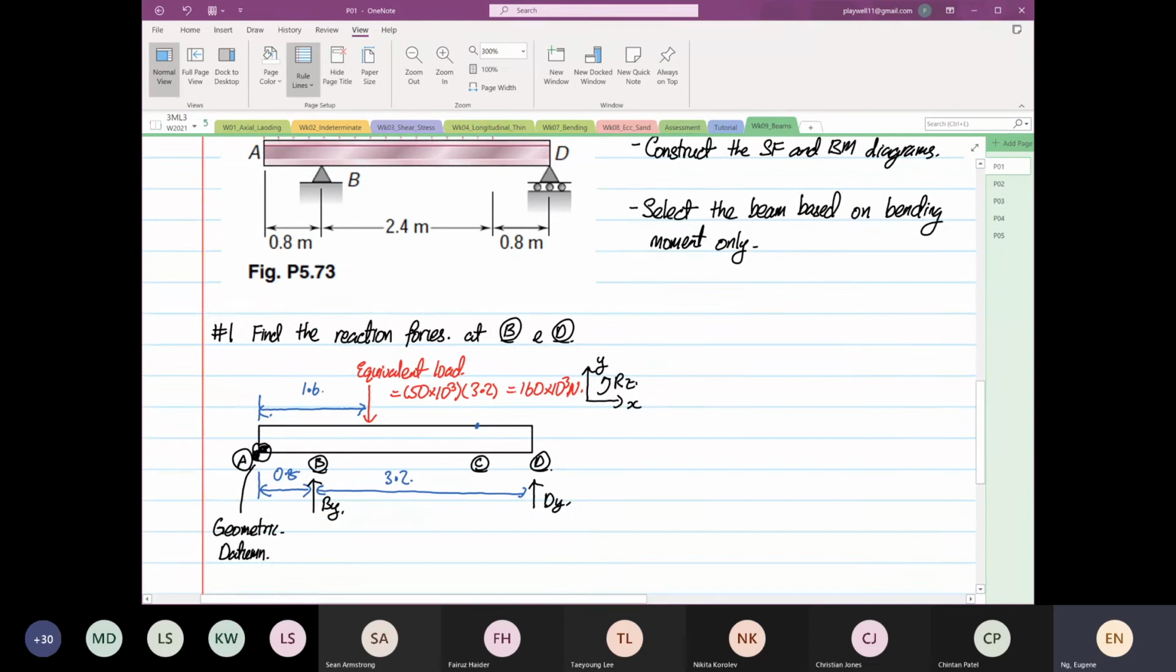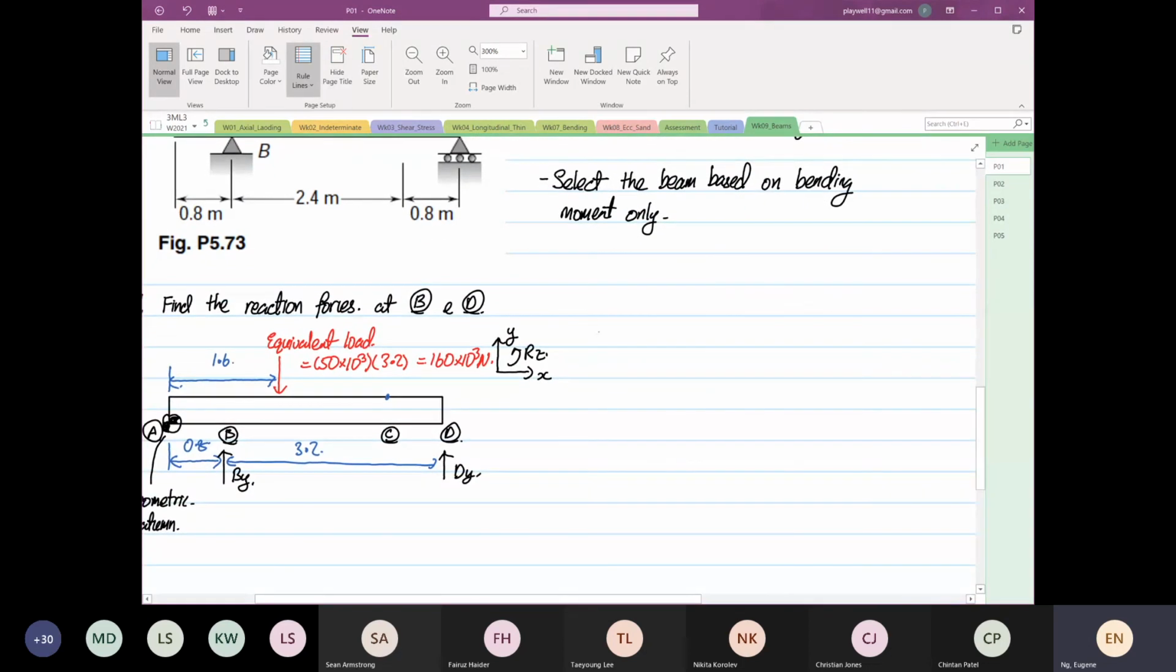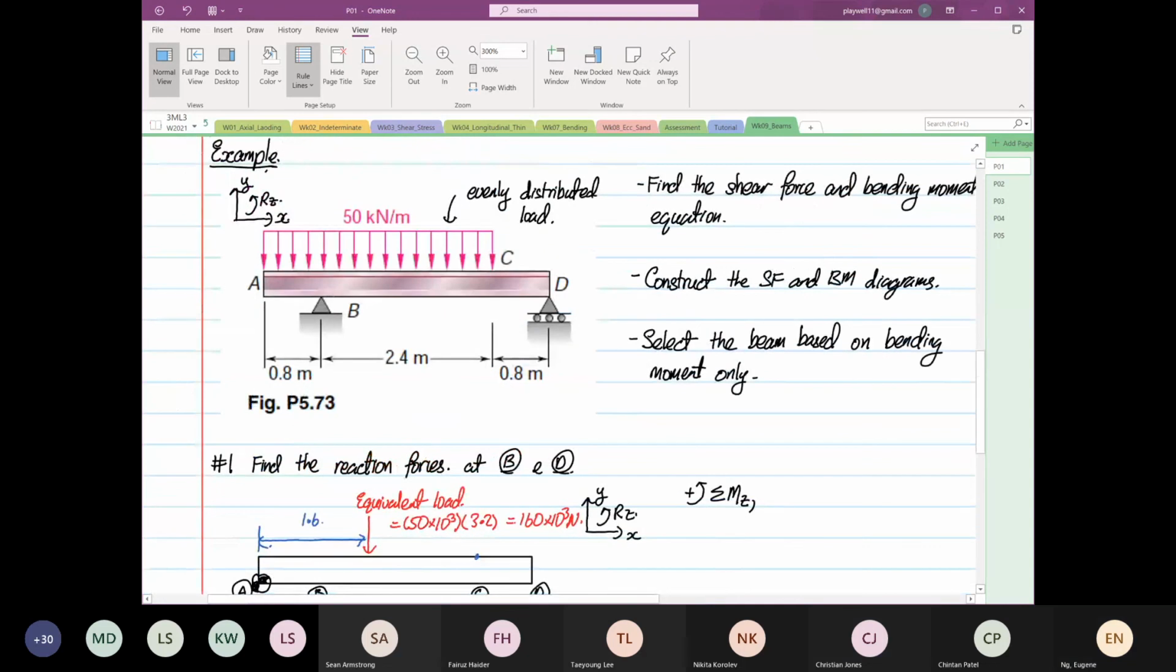Once you get here, I'm going to state the moment in the z direction. Sorry, Eugene, why was the distance 1.6 from the left side? Because if you look at the diagram, this is 2.4, this is 0.8. The total distance is what?